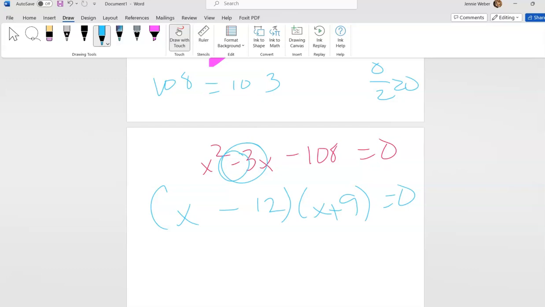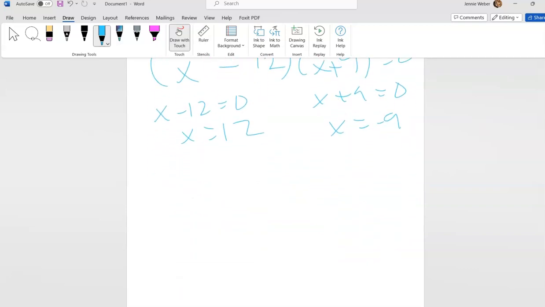Heads up, I don't know if you remember your divisibility rules, but if the digits add up to something divisible by 9, the whole thing is divisible by 9. It adds up to 9, so it is divisible. It's also divisible by 3, but in this case, 9 was more helpful. Okay, then I'm going to set both factors equal to 0. I'm going to get x equals 12 and x equals negative 9.